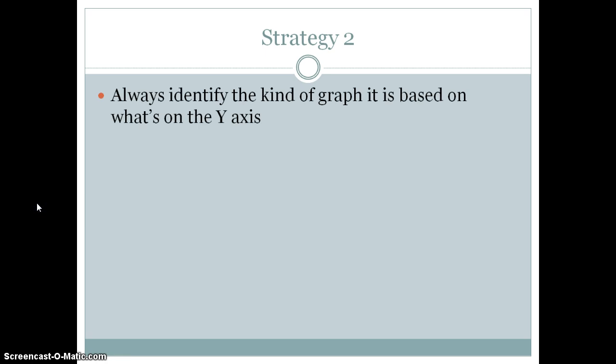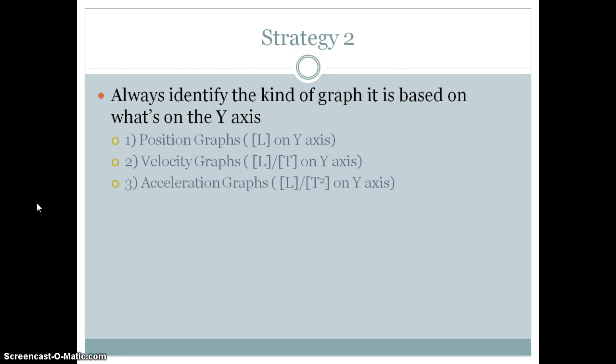So strategy 2. This is going to screw you up a bunch of times. I'm just going to say it even though it's kind of common sense. Always identify the type of graph it is from the y-axis. There are 3 kinds, pretty much. Position graphs, where there's some kind of length. Velocity graphs, where there's some kind of length over time. And finally, and rarely, acceleration graphs, length over time squared.